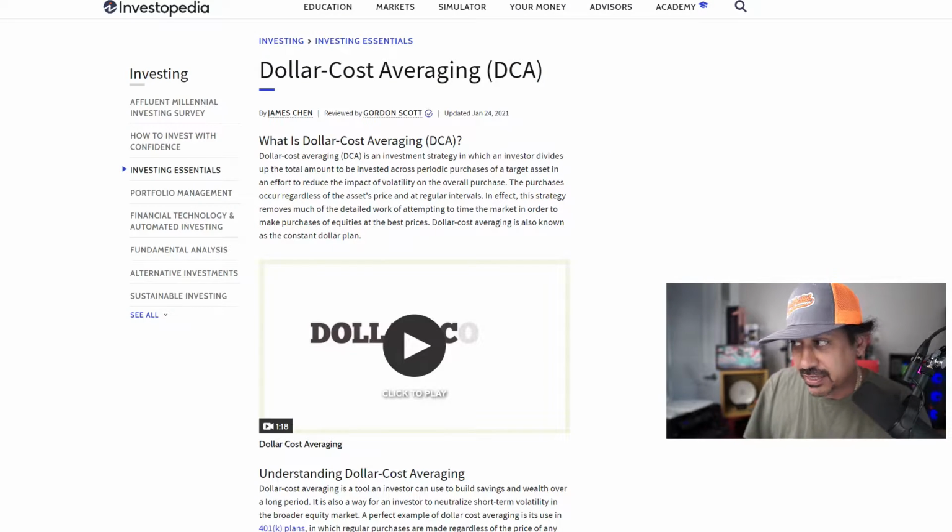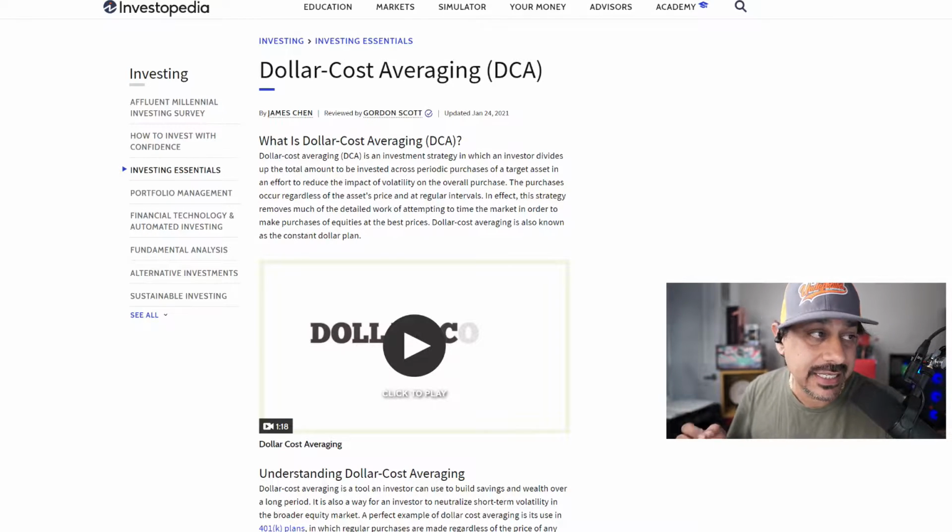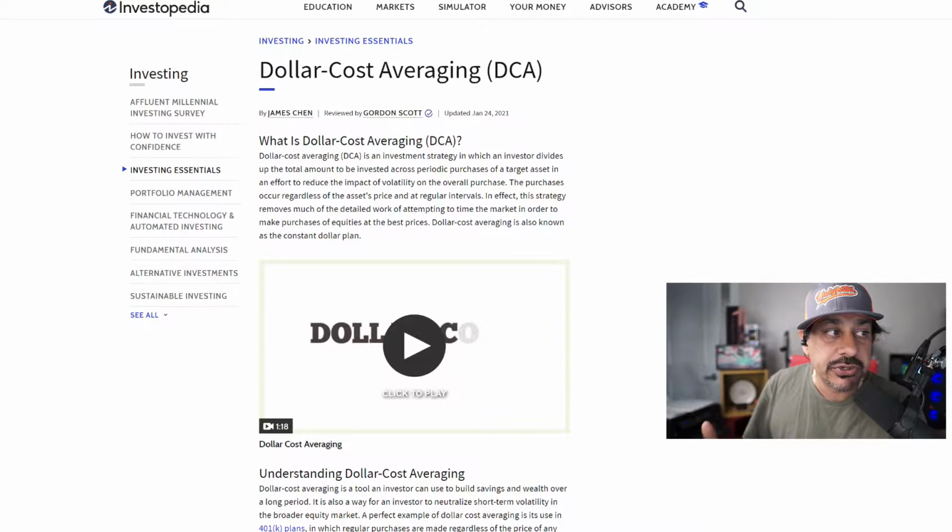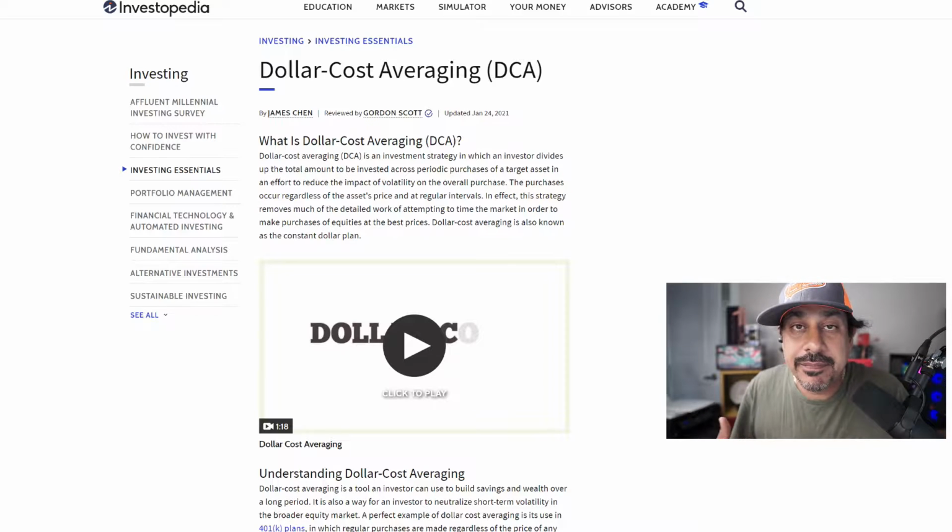What is dollar cost averaging? Okay, so Investopedia says that dollar cost averaging, or DCA, in this circumstance, is an investment strategy in which an investor divides up the total number to be invested across periodic purchases of a target asset. In this instance, we're talking about Bitcoin, but you can take dollar cost averaging and apply it to any type of investment product, right? So what you do is you buy periodically of a target asset in an effort to reduce the impact of volatility on the overall purchase.